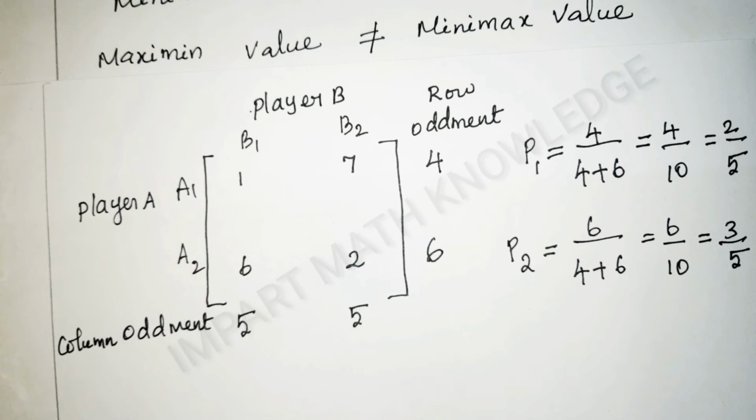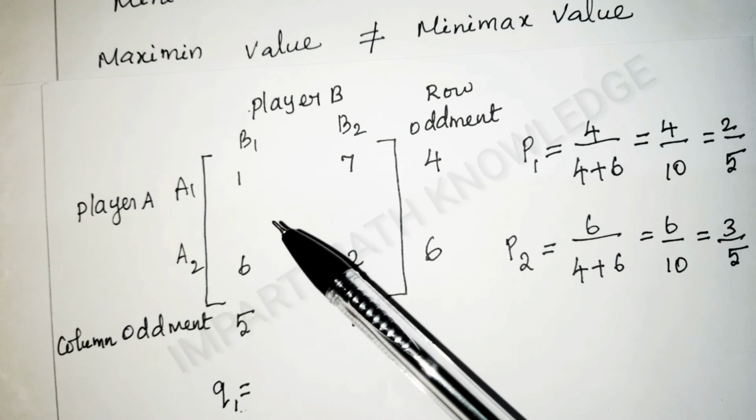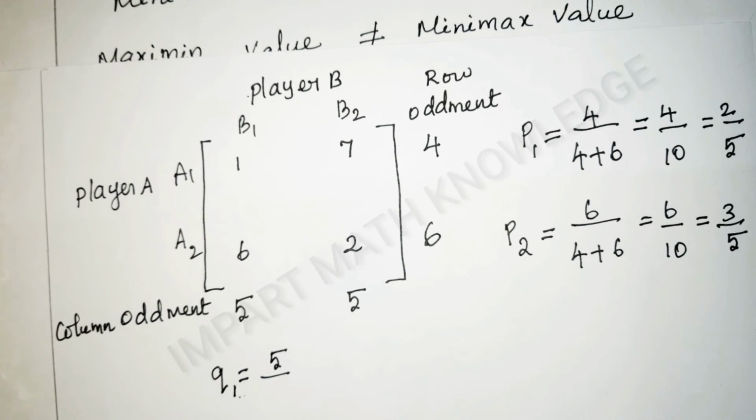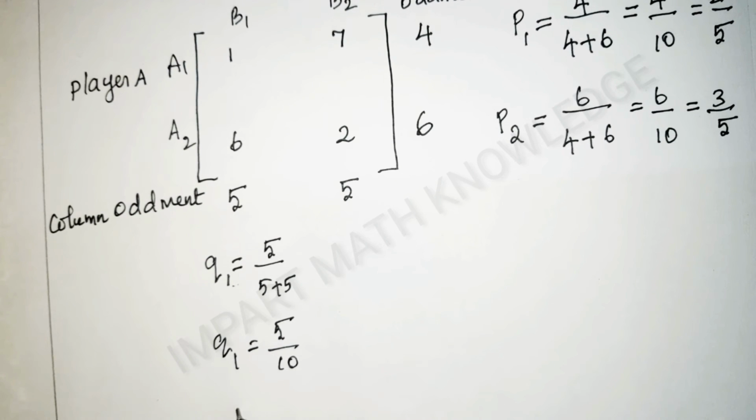Now the probability for player B. Q1 is the chance that player B uses the first strategy. Q1 is equal to the given value 5 divided by the total value 5 plus 5. That is, Q1 is equal to 5 by 10. Thus Q1 is equal to 1 by 2.